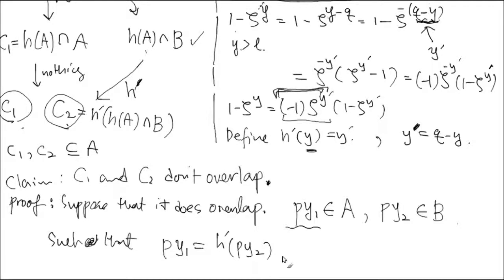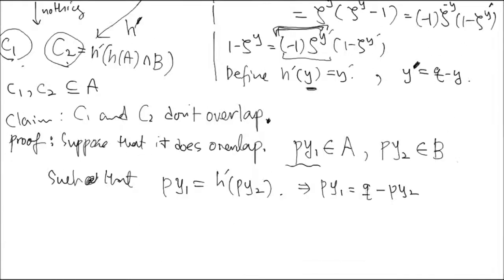Now, think about the formula of H prime. What H prime does is, if the number is bigger than L, then you flip it to the smaller side. What is the formula of H prime? H prime of a number Y' is Q minus Y', right? That's the formula. If you see this number, you subtract it from Q, and it's going to be the smaller version. If you're looking at 6, subtract from 11, and you get the smaller version.